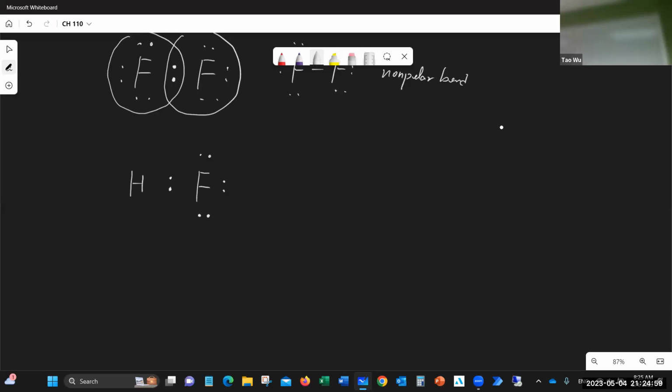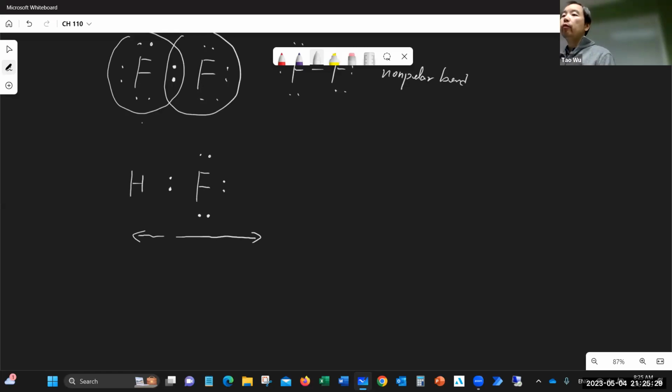So what happens? The fluorine is going to have much more force to pull the electrons than the hydrogen. Remember, this is just pulling the electrons. It doesn't mean we're going to gain these electrons. They are still shared electrons.